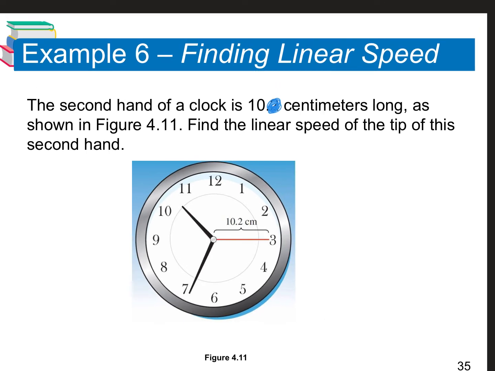Well, think about your linear speed formula. Linear speed is radius times theta divided by time. What information did they give me by telling me that the second hand of the clock is 10 centimeters? The radius. All right, they're telling you that R is 10 centimeters. From the center to the outside here is 10 centimeters. That's what they're telling you with the clock. A lot of times we have clock problems like this.